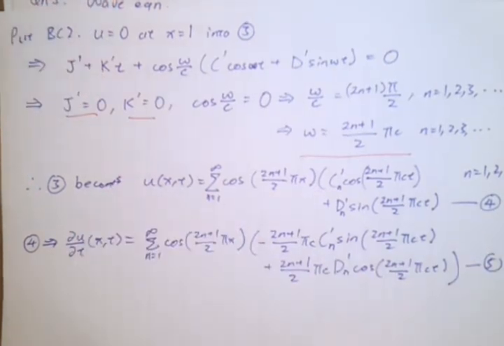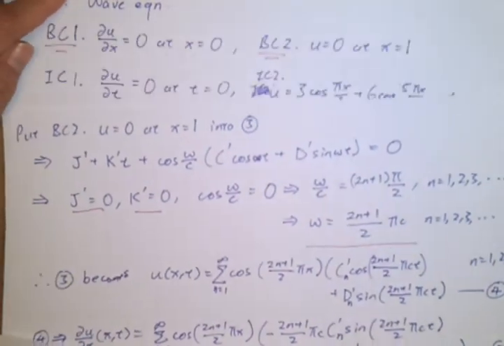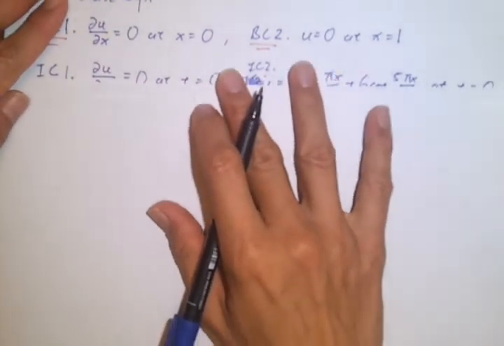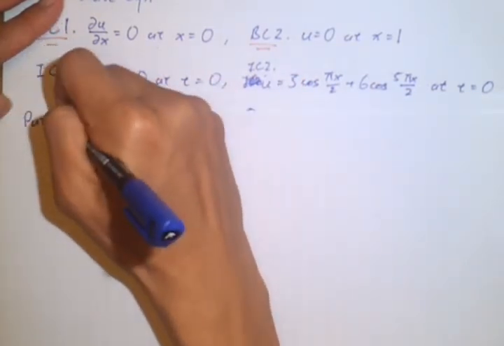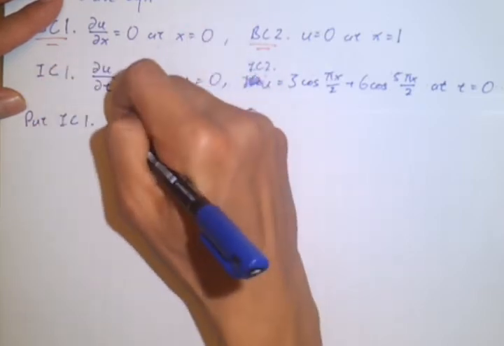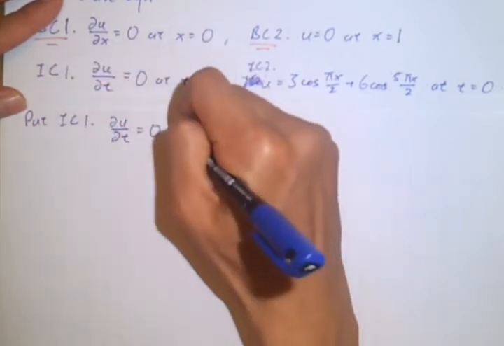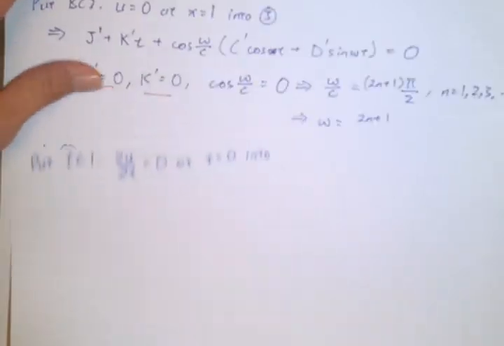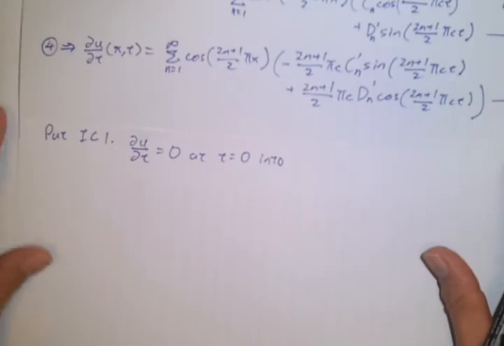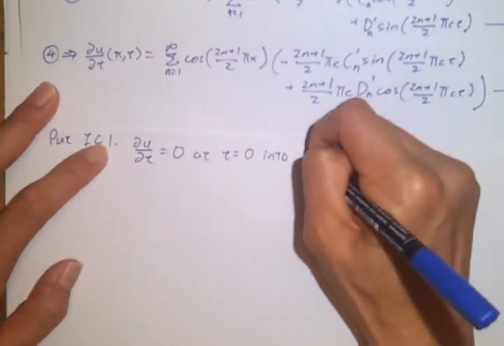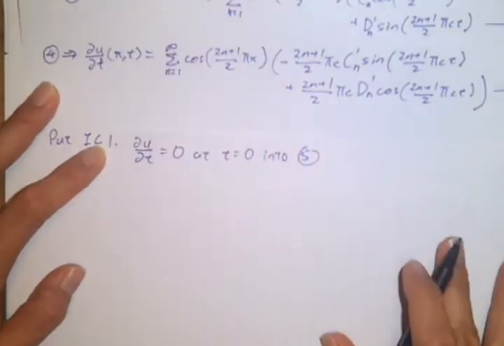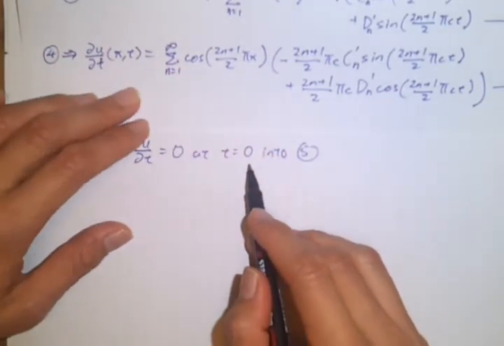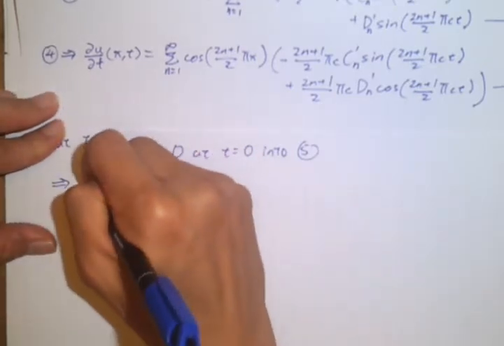I'm going to start putting in my first initial condition: du dt equals 0 at t equals 0. I'm going to put initial condition 1 into equation 5, which is the one for du dt. All I have to do to equation 5 is to put t equals 0. So I'm going to do that.